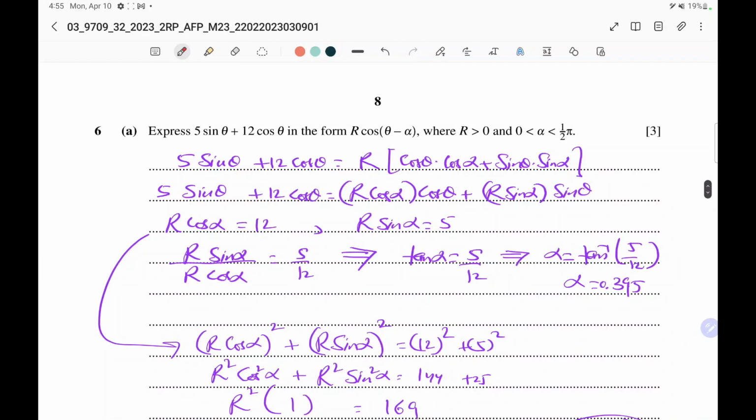Express 5 sin theta + 12 cos theta in the form R cos(theta - alpha). This is a general question, guys. 5 sin theta plus 12 cos theta is R cos(theta - alpha), and cos(A - B) is cos A cos B plus sin A sin B, right? So R cos alpha cos theta, and R sin alpha sin theta.